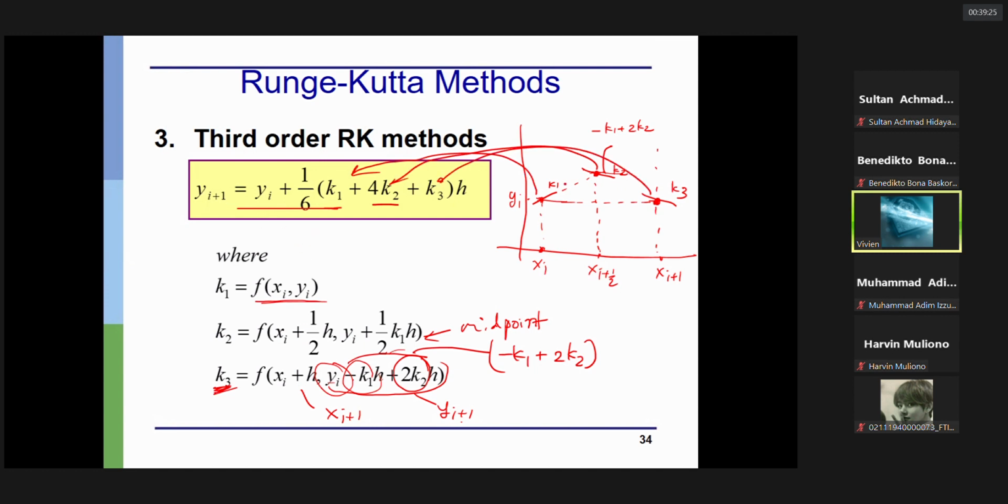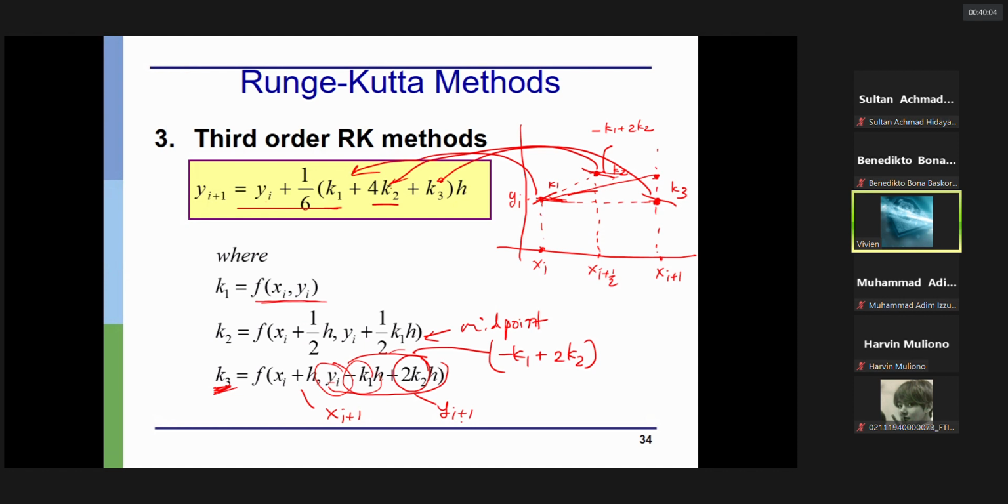So say the final result will be, for example, like this one. So this will be projected from xi again, and this will be projected there, for example. So this is just a rough illustration. It might not be like this because this is 4 times k2, so this should have the largest weight, so probably like that. So we can see here that we need to calculate 3 slopes from 3 different points.